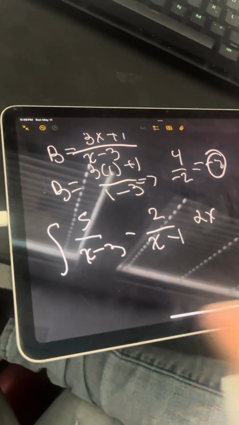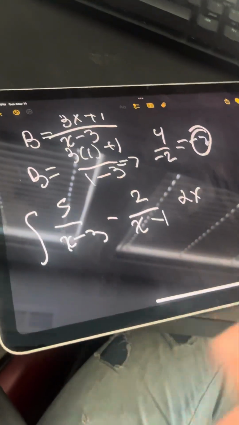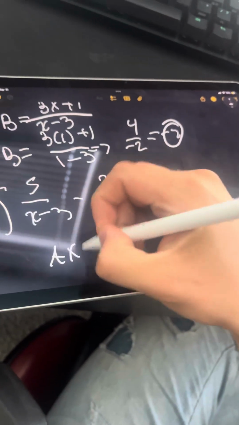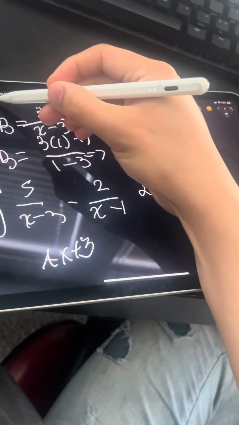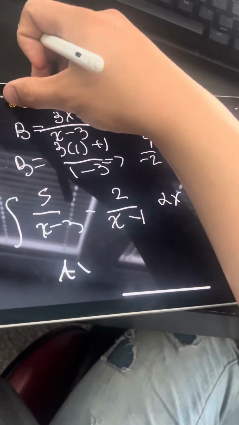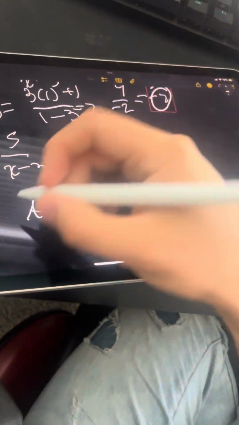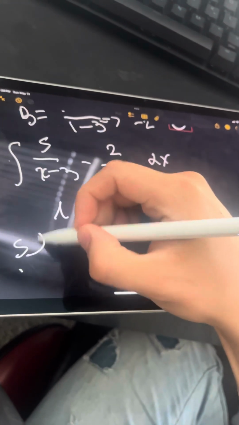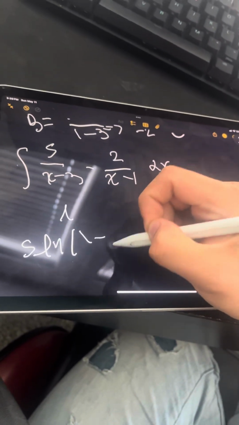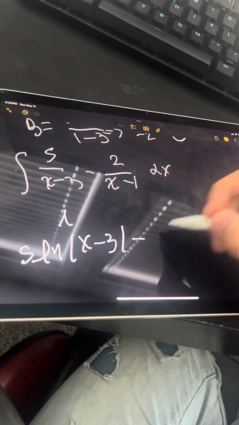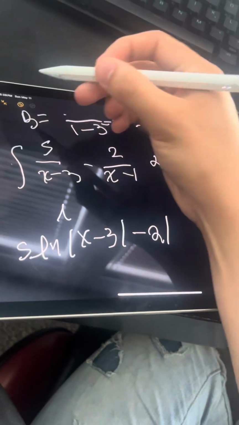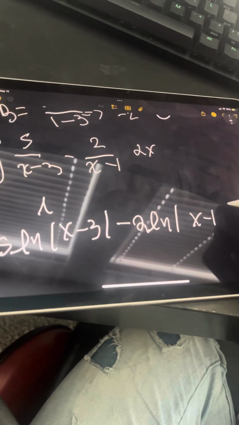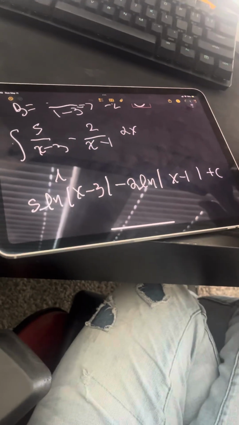So instead of having to do all that tedious work where you have to say A x plus B x and go through all of that, you can just do this. And then you can just use logarithmic integration. We get 5 ln absolute value of x minus 3 minus 2 ln absolute value of x minus 1 plus C, and then you're all good to go.